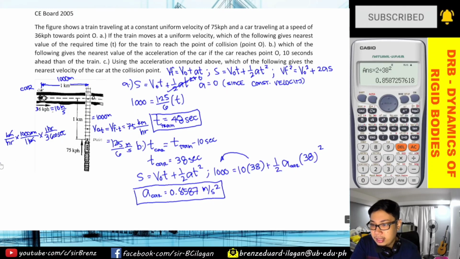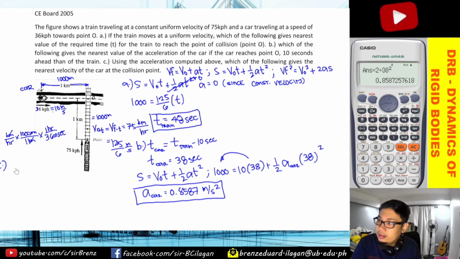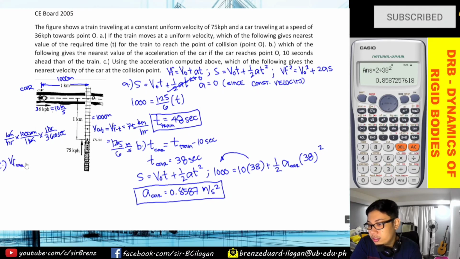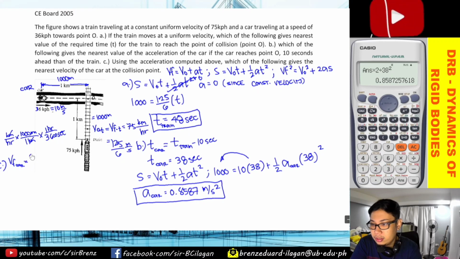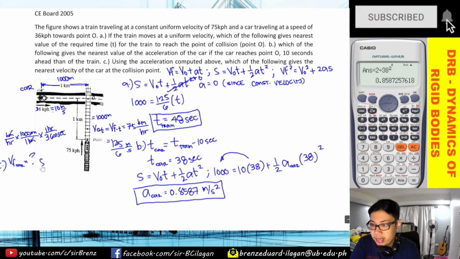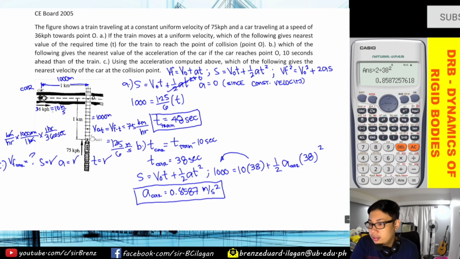Okay, so last for letter C, ano ba tinatanong sa C? So using the acceleration computed sa letter B, which of the following gives the nearest velocity of the car at the collision point? So ang hinahanap for letter C is yung final velocity niya do sa point of collision, which is at point O. Ayan. So ano ba mga available? So guys, given yung S, given yung acceleration ng car, also given rin naman yung time t. So ang hinahanap is itong final.